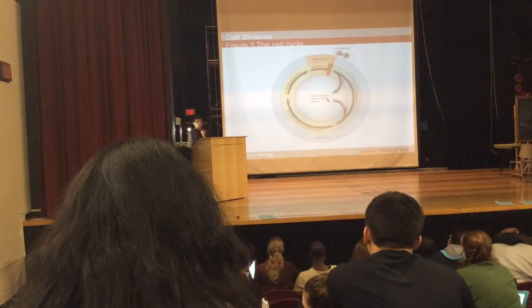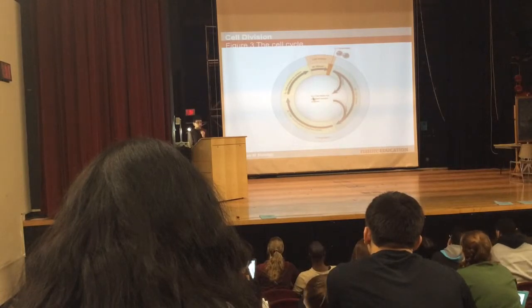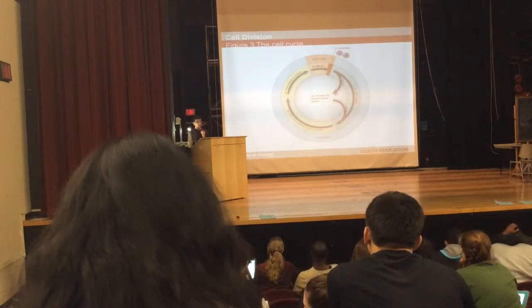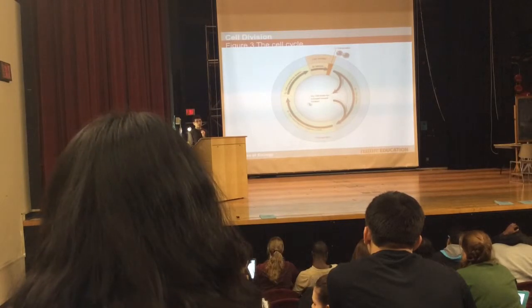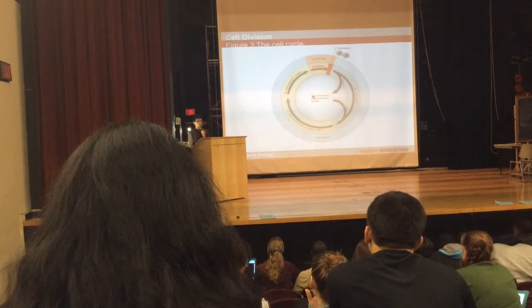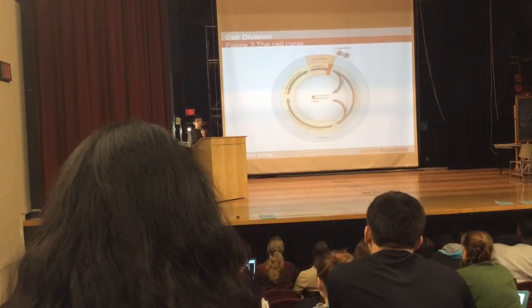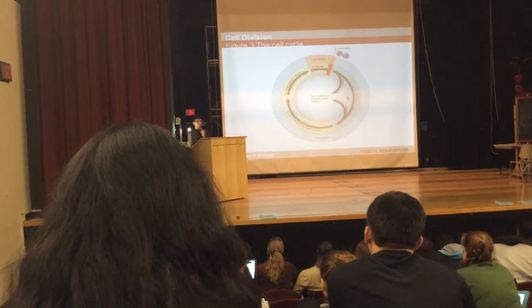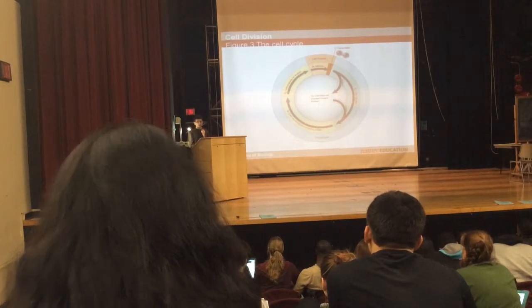The other thing that you should note is this G0. Some cells can leave G1 and enter this arrested phase. So they will not go through the rest of the cycle. They just won't divide. And they can be stimulated to go back into the cycle and then go through division.